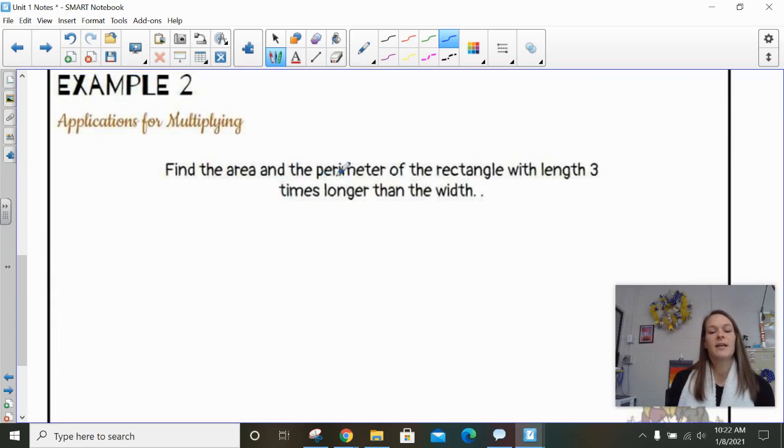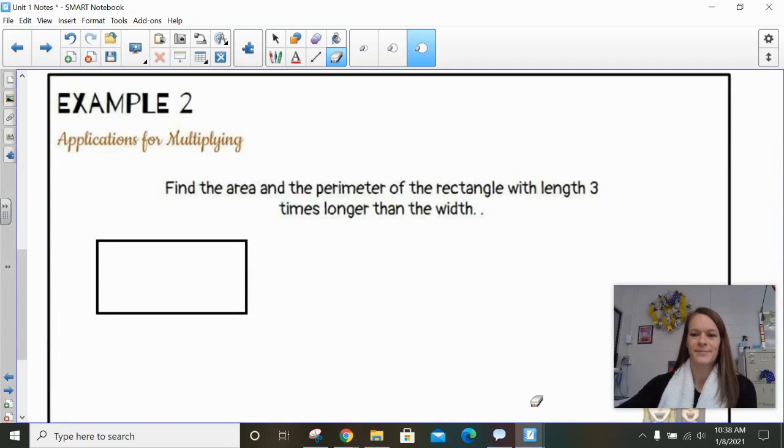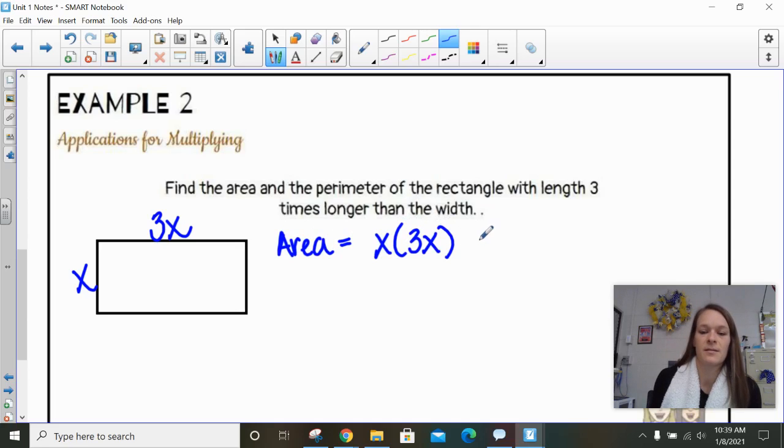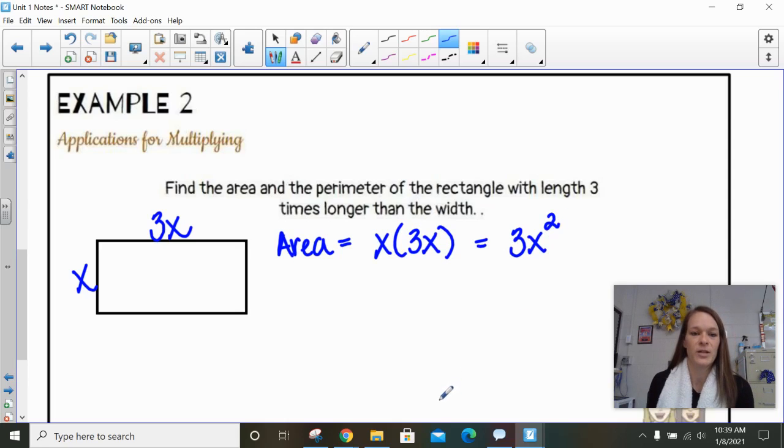All right, so for example 2, it says to find the area and the perimeter of the rectangle with length 3 times longer than the width. Okay, so the length is 3 times longer, so I'm going to be multiplying by 3 than the width. So I'm just going to call the width x, and then the length will now be 3x. Okay, so my area, I'm just multiplying the length times the width, so x times 3x, and that will give me 3x to the second power. And that would be my expression for the area.